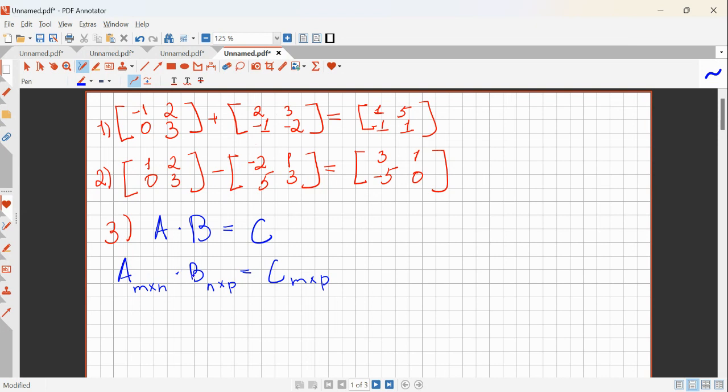When we multiply two matrices, the number of columns of matrix A should be the same as the number of rows of matrix B. But what about the number of rows of matrix A and the number of columns of matrix B? They are included in our resulting matrix, C. So let's see some examples.